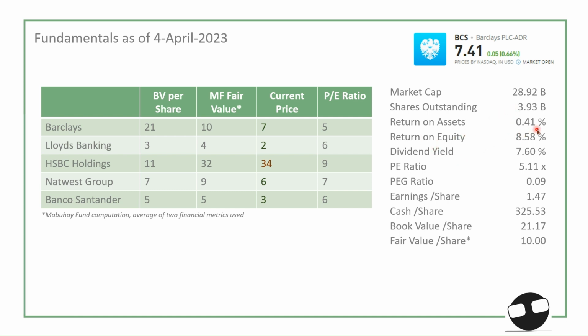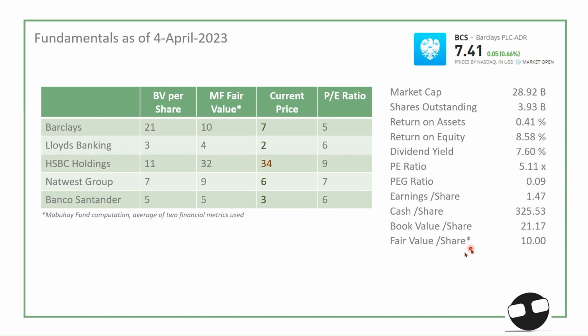ROA is 0.41%. So that's pretty much low, considering it's sub 1%. ROE is actually 8.58. Very good figure here. Dividend yield 7.60. So again, yield is a function of a price decline. P/E ratio is 5.11, and the PEG ratio is 0.09. Earnings per share 1.47, cash per share 325, and the book value per share is 21.